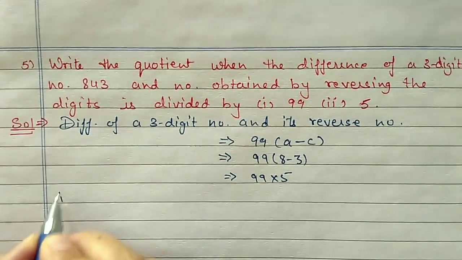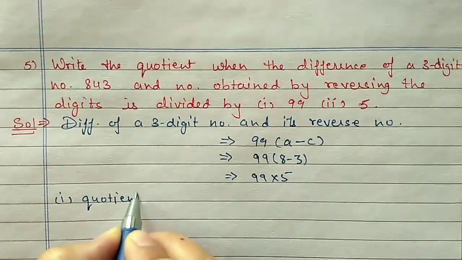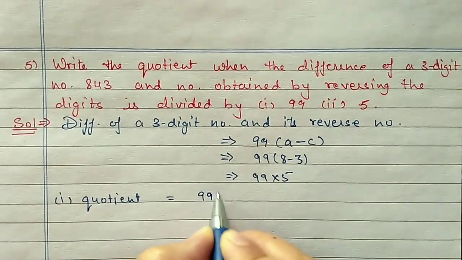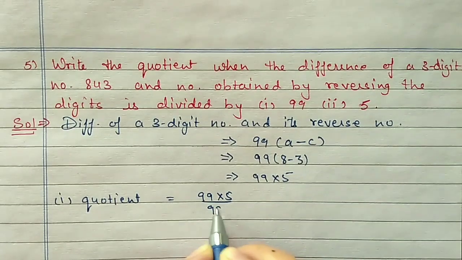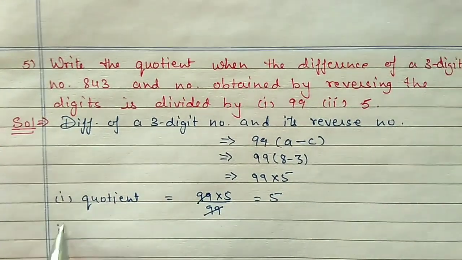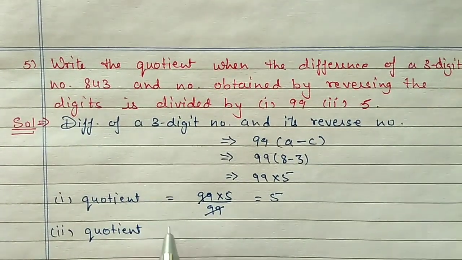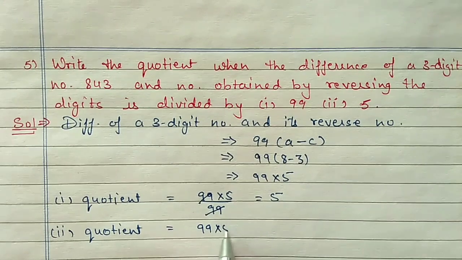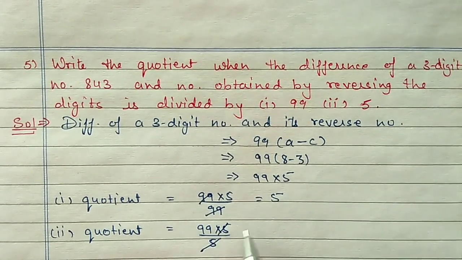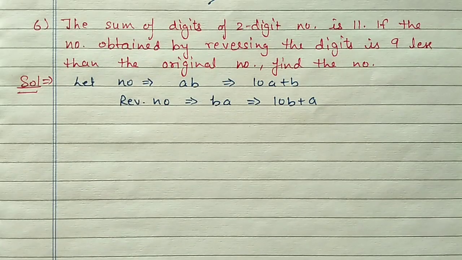Now the first condition: we have to find the quotient if we divide it by 99. So if we divide 99 into 5 by 99, then the answer will be 5. Second condition: we have to find the quotient if we divide it by 5. So 99 into 5, if we divide by 5, then the answer will be 99. Next, question number 6.